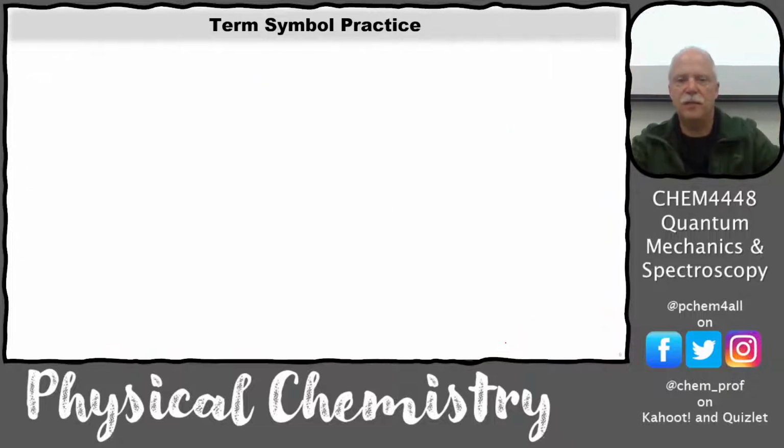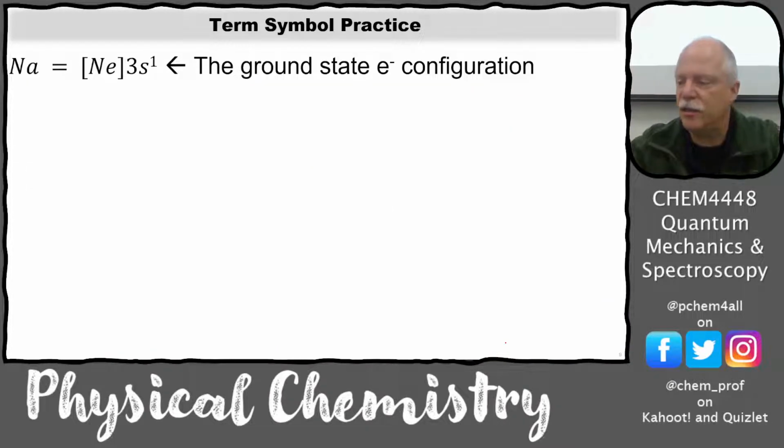Now let's do some examples. So here, let's just do the terms for sodium. So this is the ground state electron configuration. We have 1 unpaired electron, so we're only interested in that S1 electron. Now, this will be overly simple since we only have 1 electron.